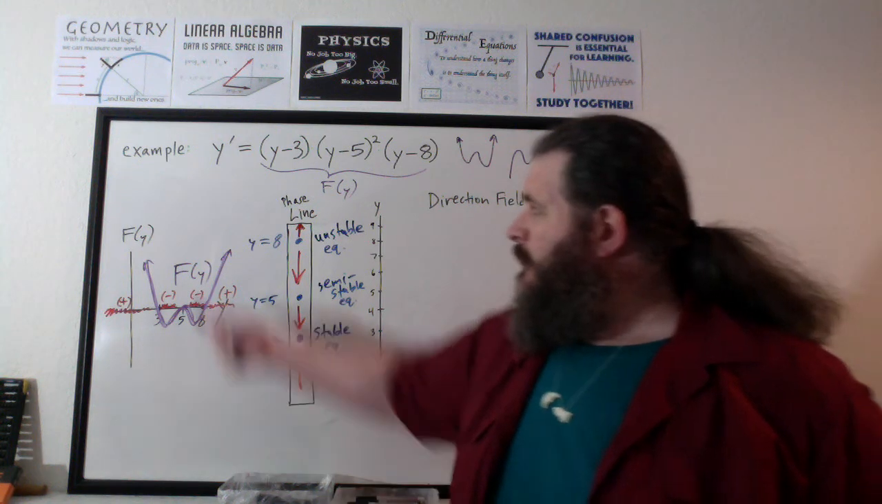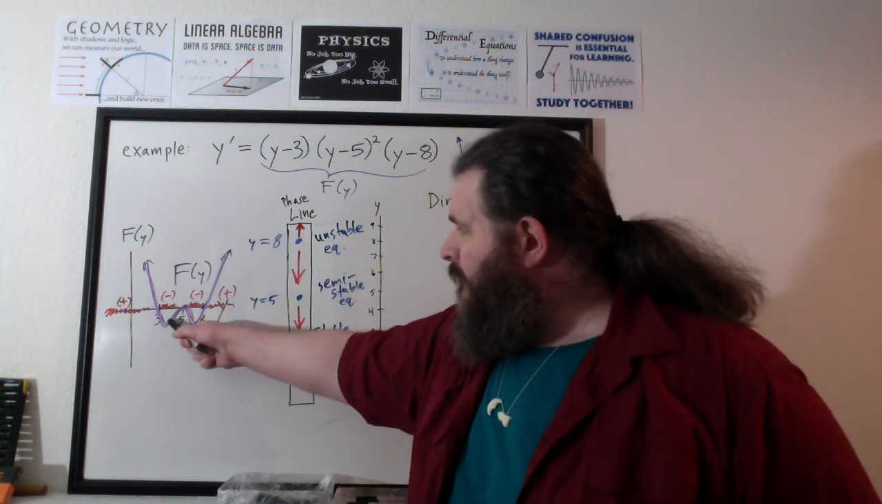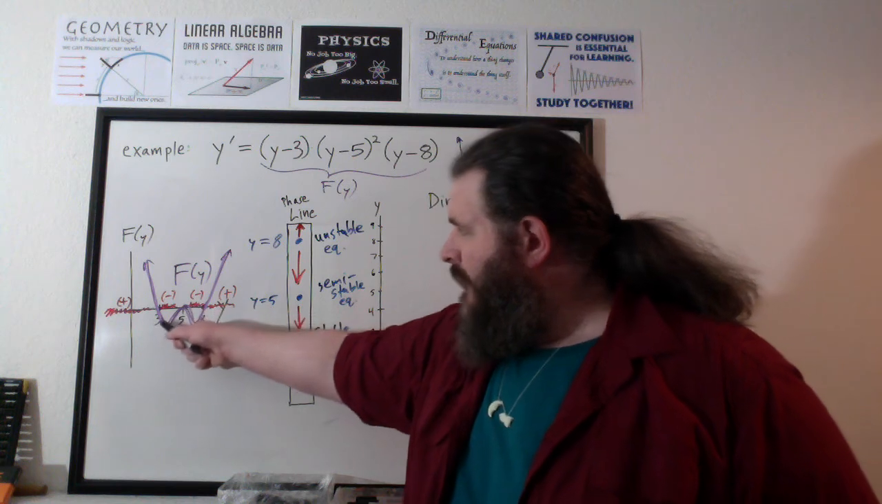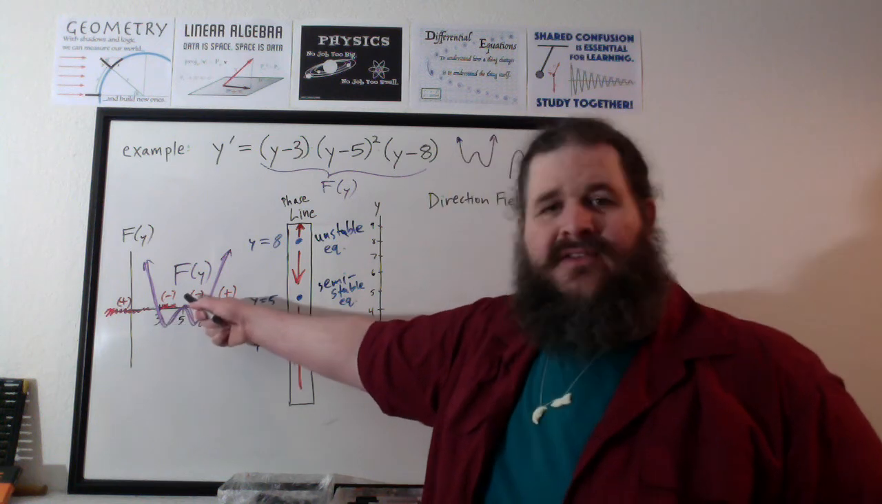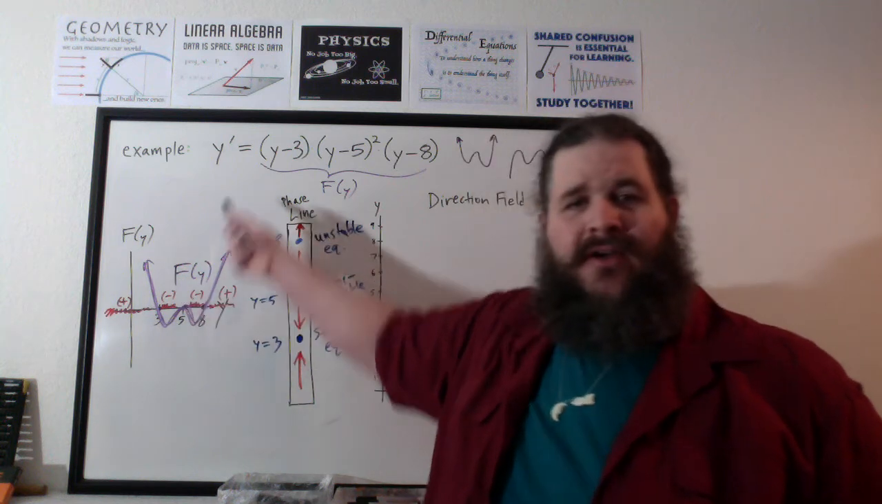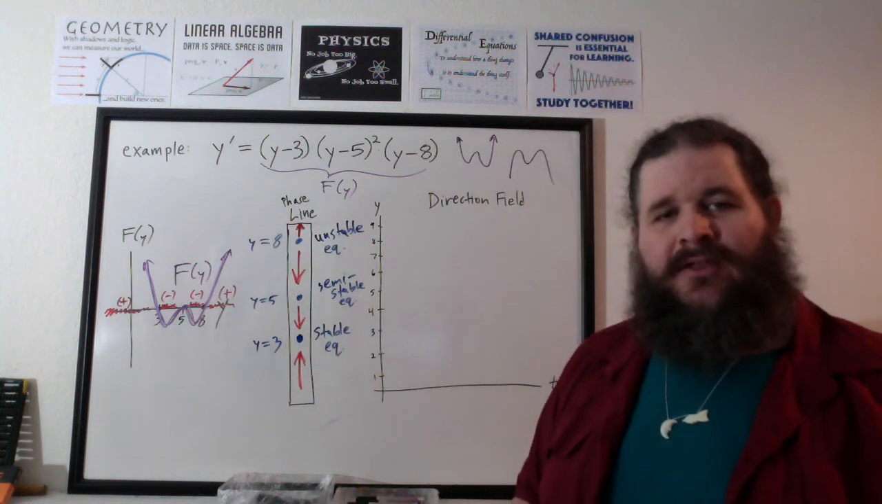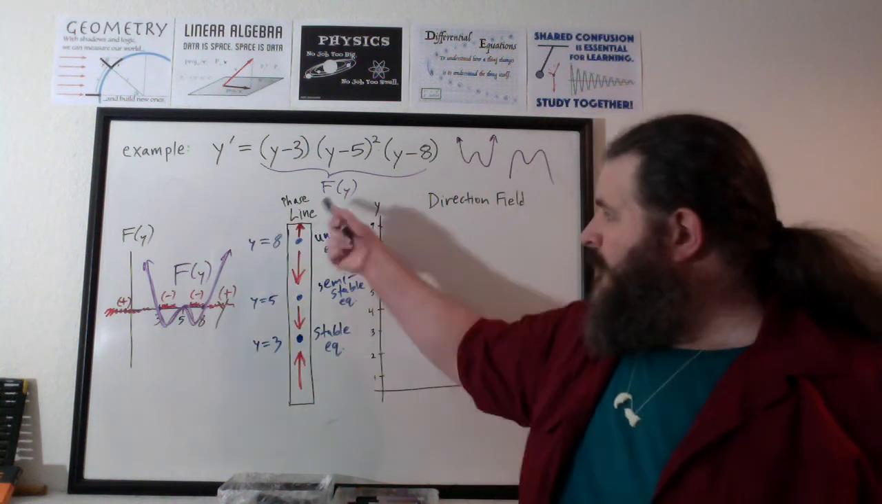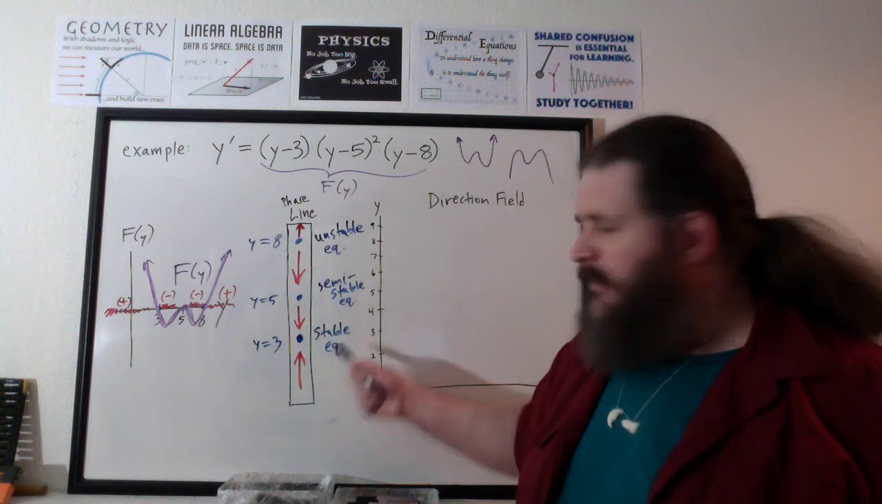And that tends to happen when the graph of f of y has a vertex on the axis, where it comes up from, let's say, negative, hits the axis, and bounces back to negative. Or when it's coming down from positive, hits the axis and bounces off back to positive instead of going through. So that's our phase line, that's our categories of equilibrium points.